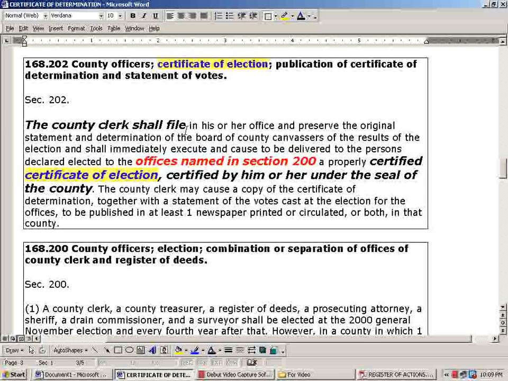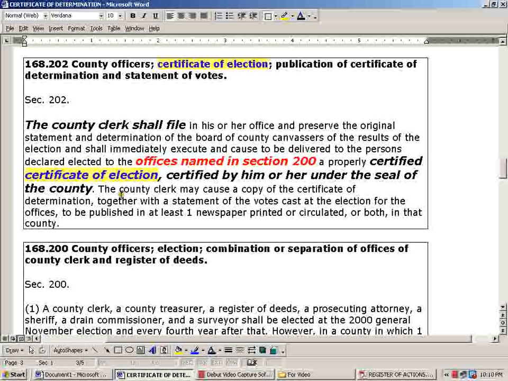Okay. Original statement and determination of the Board of County Canvassers of the results of the election, and shall immediately execute and cause to be delivered to the persons declared elected to the offices named in section 200 a properly certified certificate of election, certified by him or her under the seal of the county. If they can't produce a certified certificate of election under the hand and seal of the clerk of the county, they're not holding office.